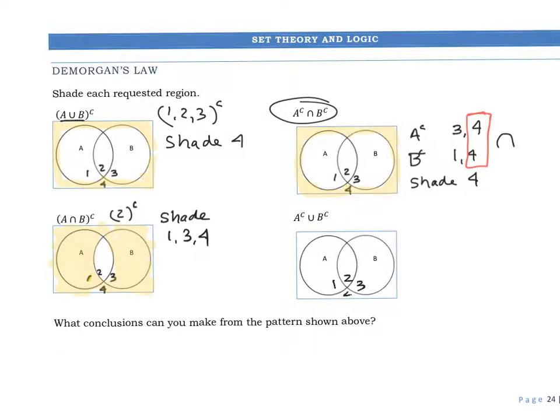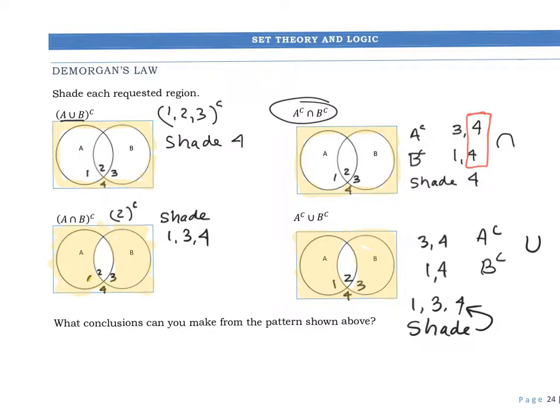So let's number our regions. So we need the complement of set A. So remember, the complement of set A was regions 3 and 4. And we need the complement of set B, and that was regions 1 and 4. This time we need the union of all of those. So it looks like we'll be shading regions 1, 3, and 4. So we'll be shading everything but region 2 again. All right.